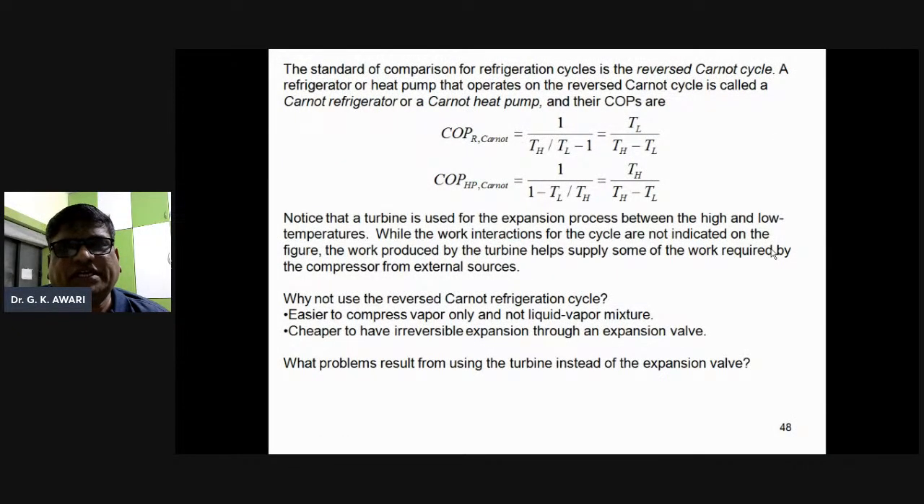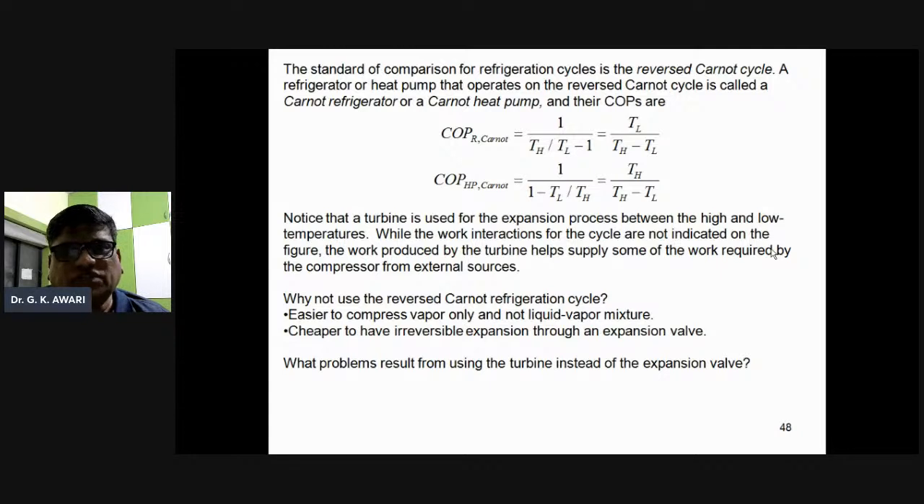The COP of the refrigerator working on the Carnot cycle is TL divided by TH minus TL, and the COP of the heat pump working on the Carnot cycle is TH divided by TH minus TL. As we notice, a turbine is used for the expansion process between the high and low temperature. While the work interactions for the cycle are not indicated on the figure, the work produced by the turbine helps supply some of the work required by the compressor from external sources.